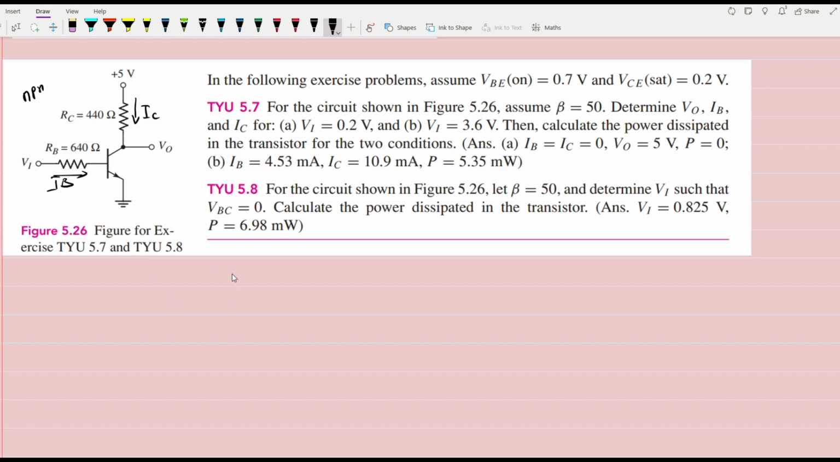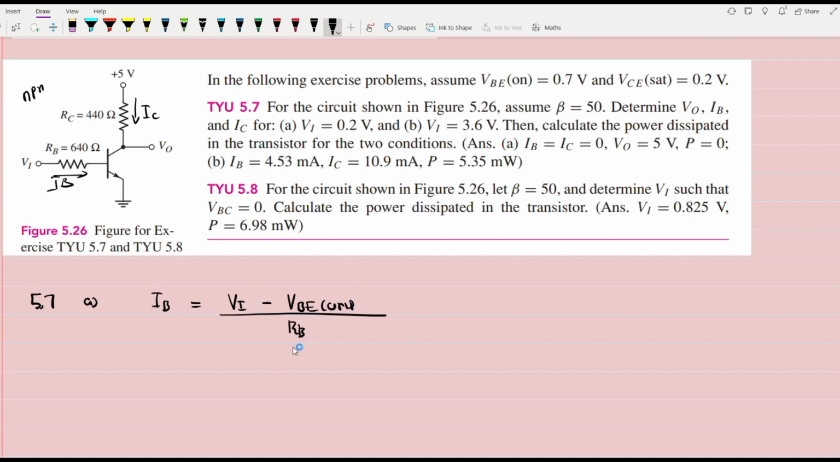So we're going to start with calculating IB, for problem 5.7a. We know that IB is calculated using this formula: IB is equal to VI minus VBE on, divided by the resistor in between, which is RB.